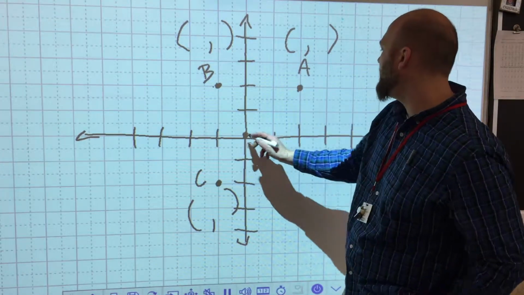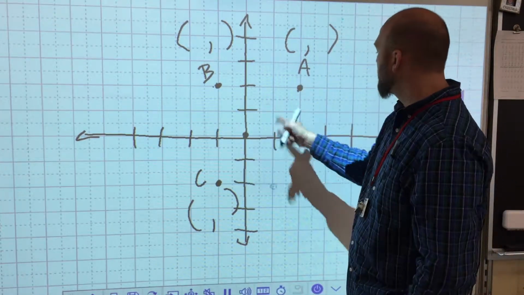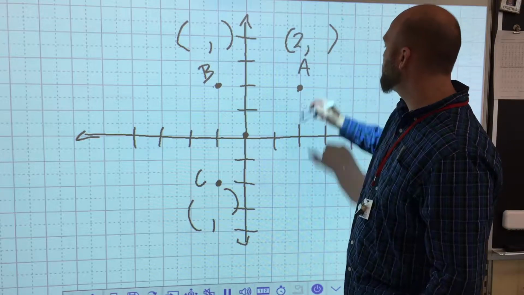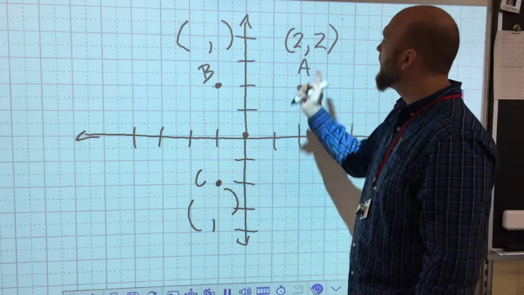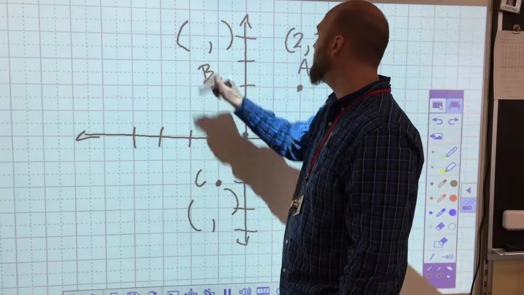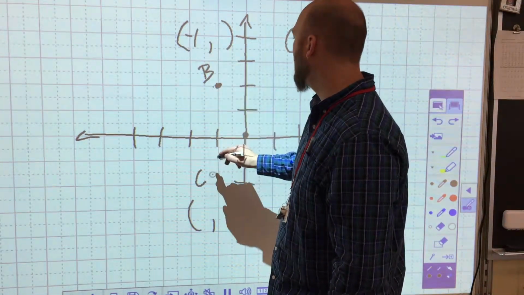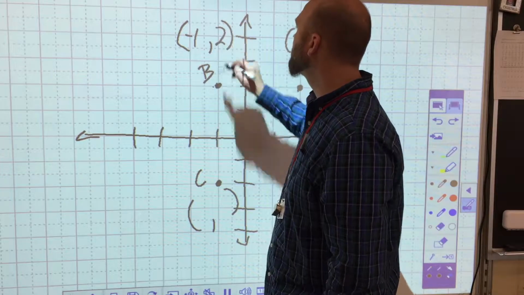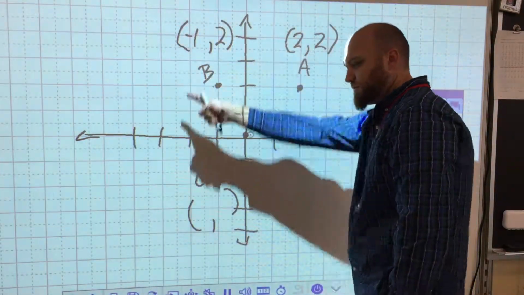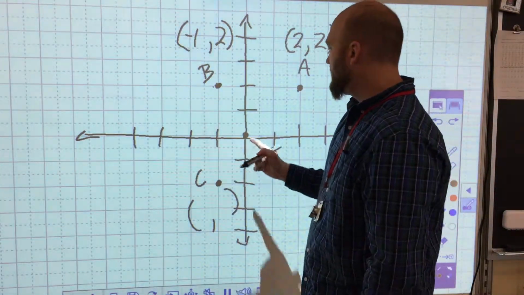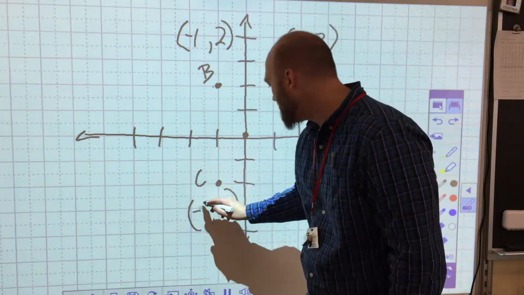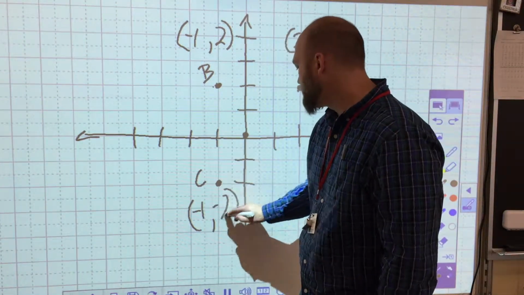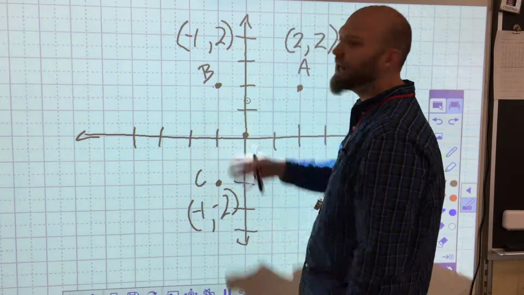So I'm looking at A, and I'm in quadrant 1. So I'm gonna go 1, 2, that's positive 2, and up 1, 2, positive 2, positive 2. I go back to B, and I go negative 1, that's where that line comes down, and positive 2, in quadrant 2, 1, 2, 3, 4. Letter C over here is gonna be a negative 1, negative 2. So I've plotted out all of my points.